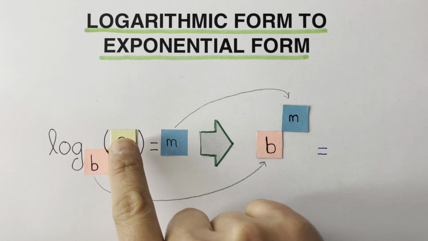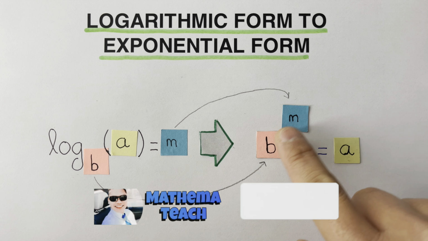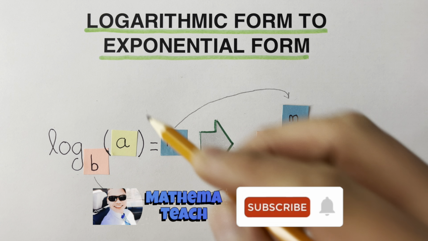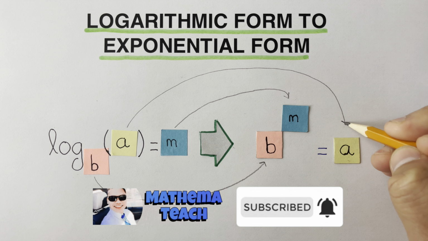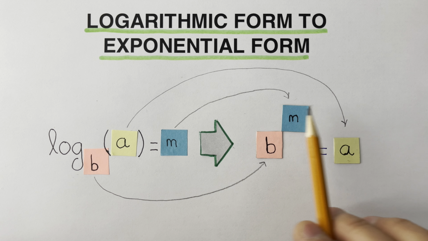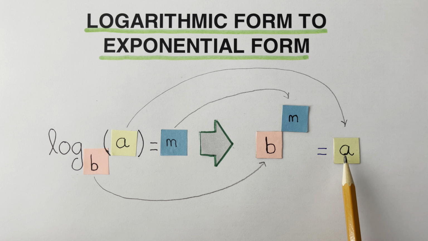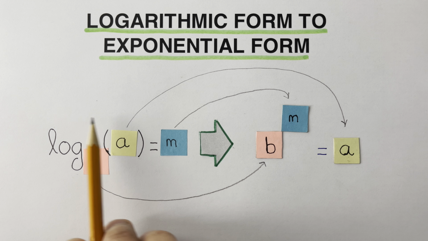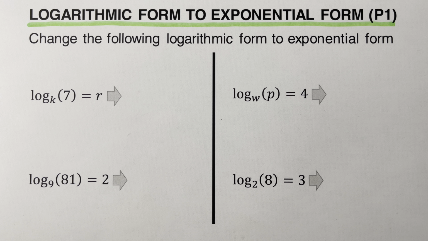And this argument a will become the value of this whole exponential expression on the left. So I will put an arrow right here. This is where the a is going to sit. And this equation is read as b raised to the power m is equal to a. And this is how we convert a logarithmic form to its equivalent exponential form. Okay, so let's go over these problems that we have here.